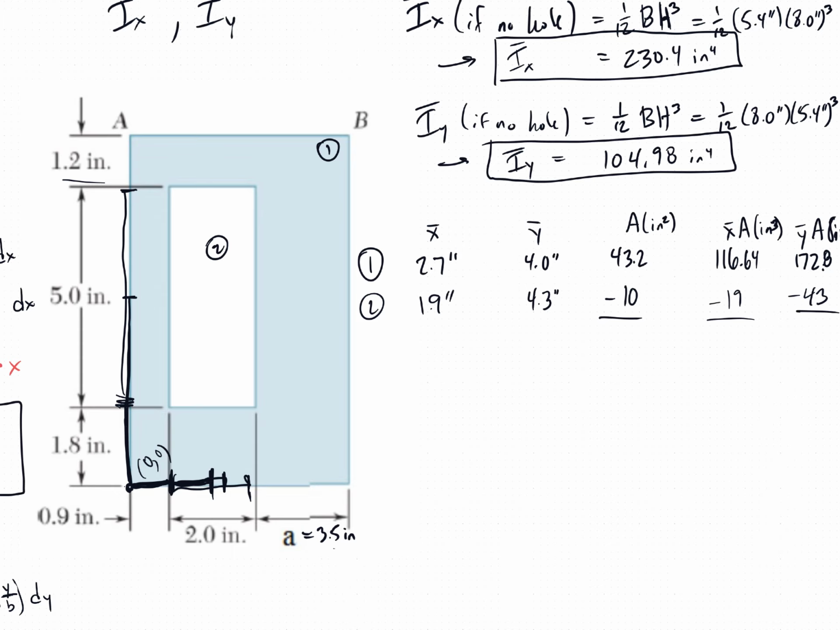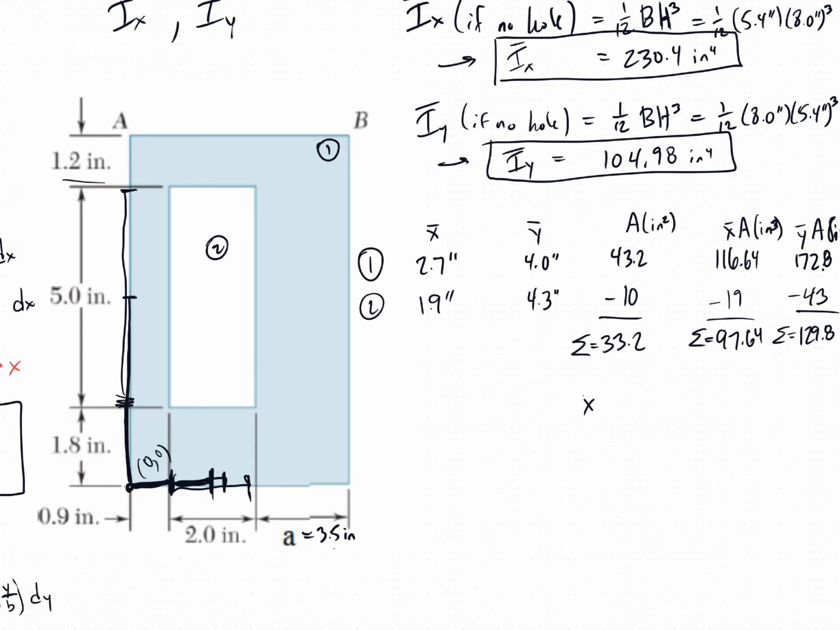And we're going to get, what is this? 33.2 inches squared. This one's going to be 97.64 inches cubed. And this one's going to be, let's see here, 172.8 minus 43. And we try to do that in our head, and that's 129.8. Boom! 129.8. Okay, so these are the summations.